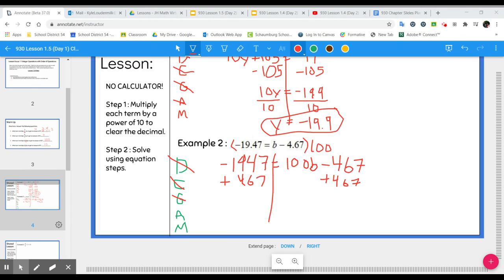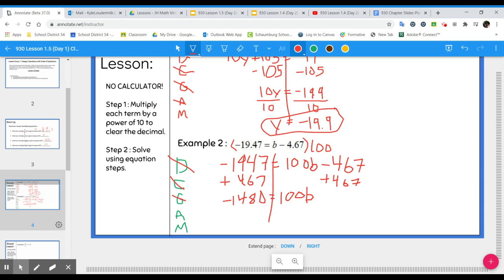Let me take out my calculator. I do 1947 minus 467, and I get 1480. So I get negative 1,480 equals 100b. Trying to make my b not look like a 6, but it's 100b.